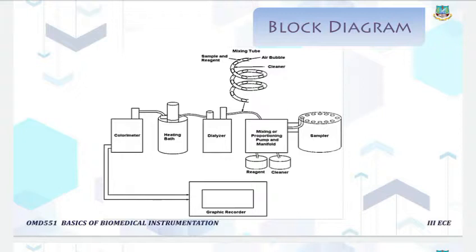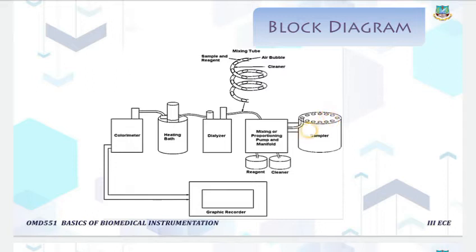In this, first there is a sampler. Samples are fed into the auto analyzer by using a sampler. In this sampler we can place 128 samples at a time. The sampler contains holes in which the sample tubes can be placed.